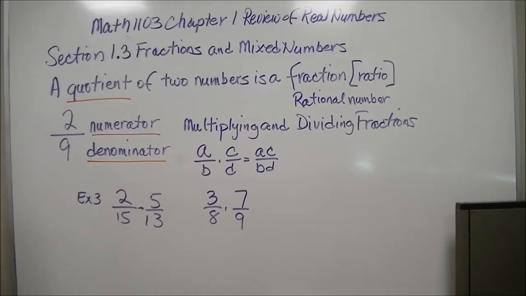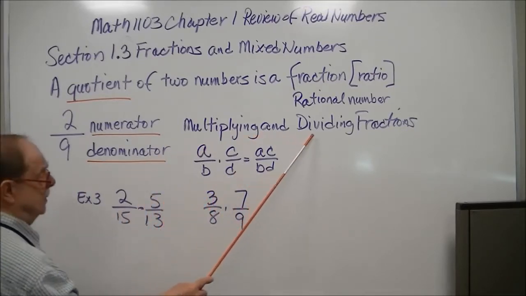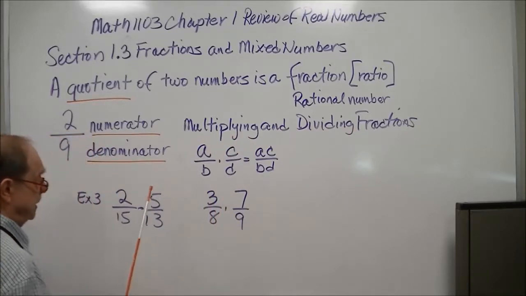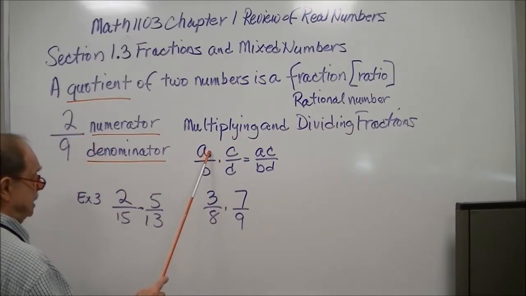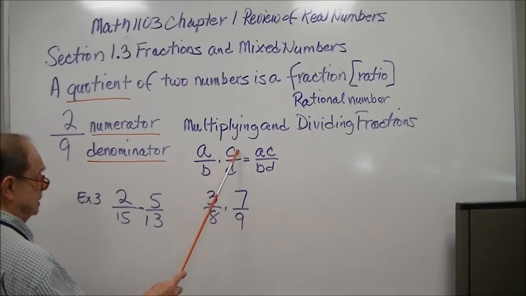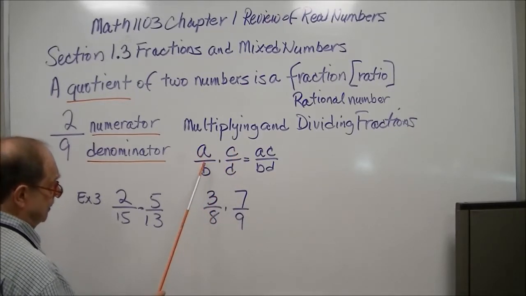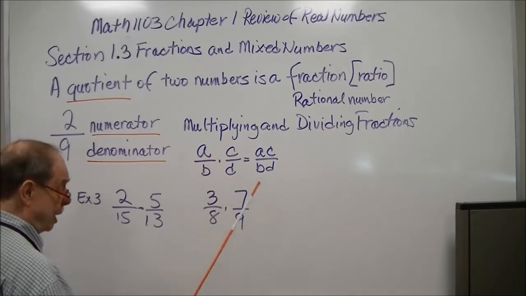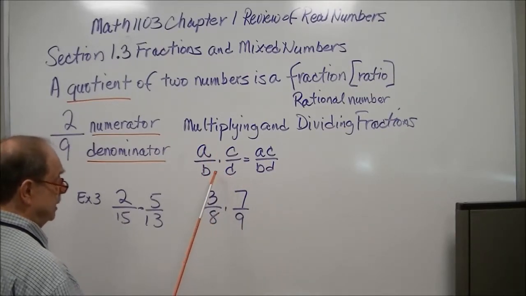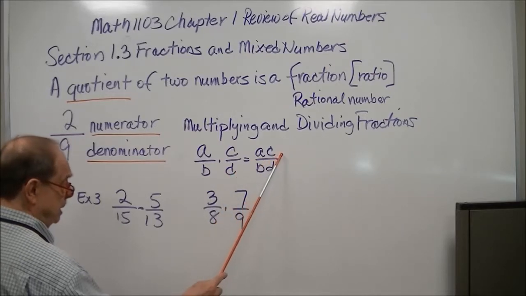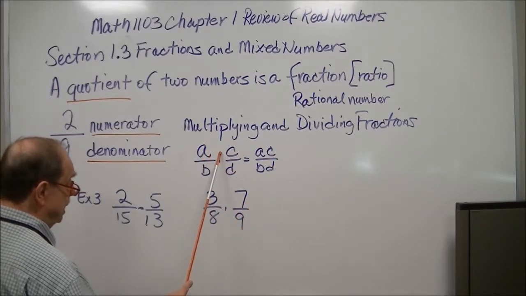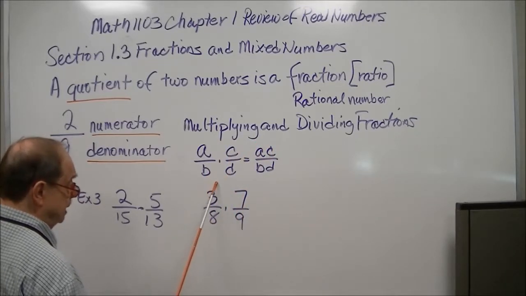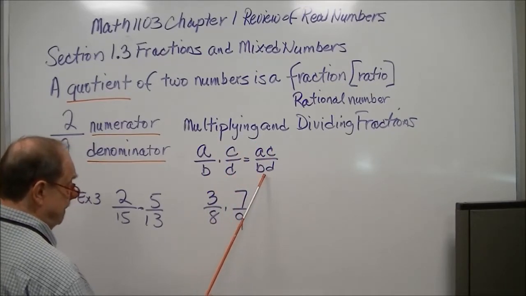All right, we're now going on to multiplying and dividing fractions. First we'll look at multiplying. Here's your fraction a over b times c over d. Now we look through there, we don't see any common factors, so the product of multiplying fractions is just multiplying the numerators, AC, multiplying the denominators, BD.